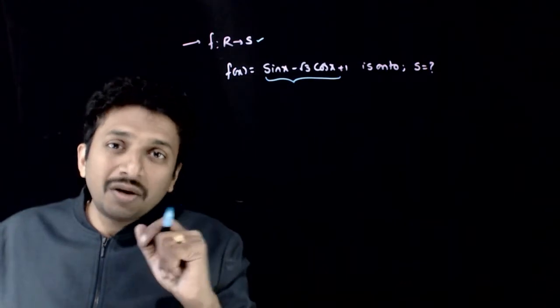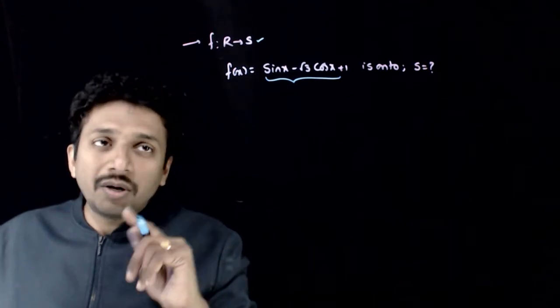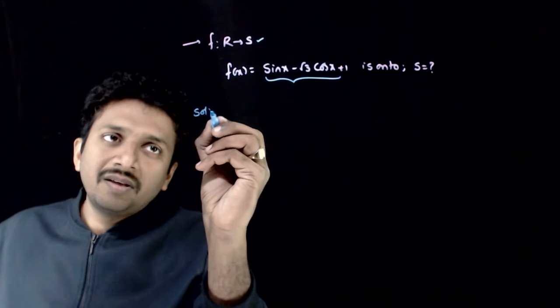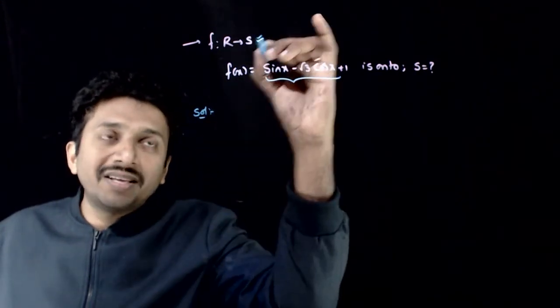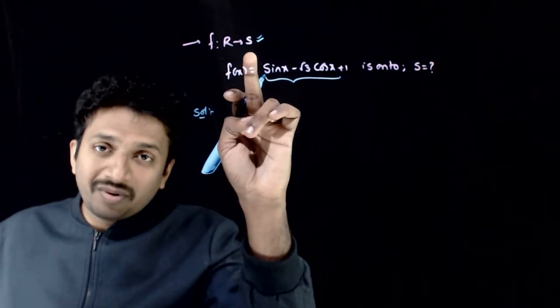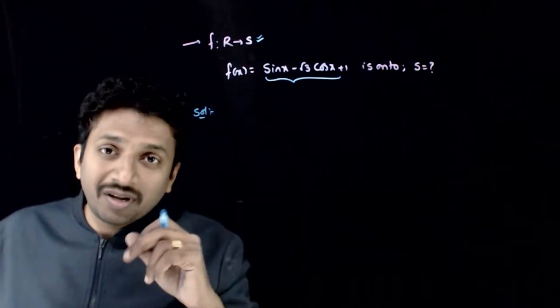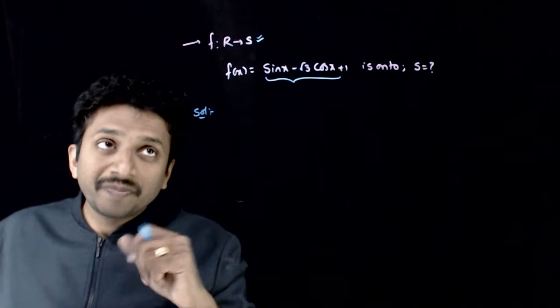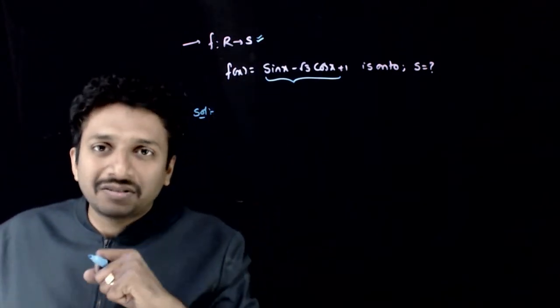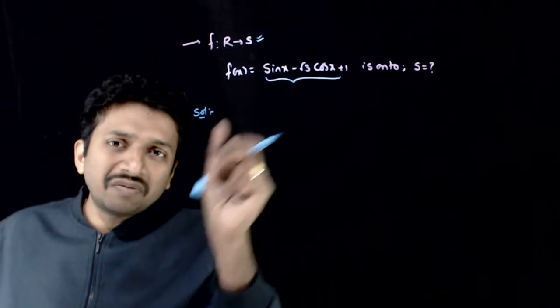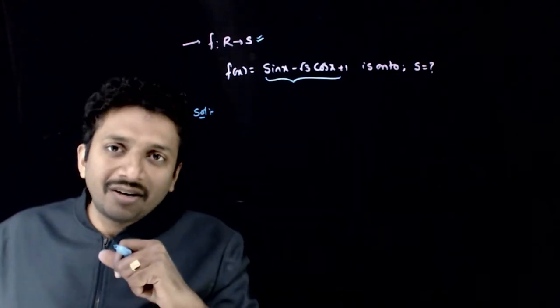So what is the meaning of onto function? The range is equal to the codomain. The range of this function has to be equal to the codomain. And what is the codomain? S. S is the codomain. So if this function has to be onto, the codomain should be exactly the same as the range of this function. So we just need to find the range of this function. You get the interval of S.